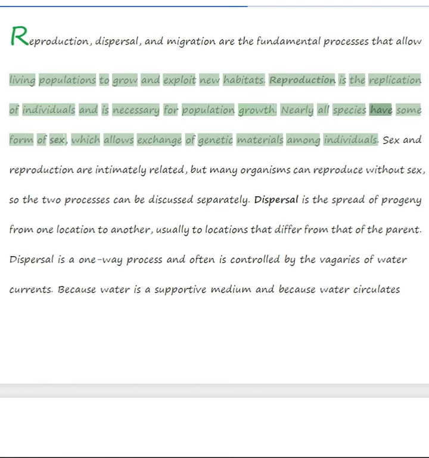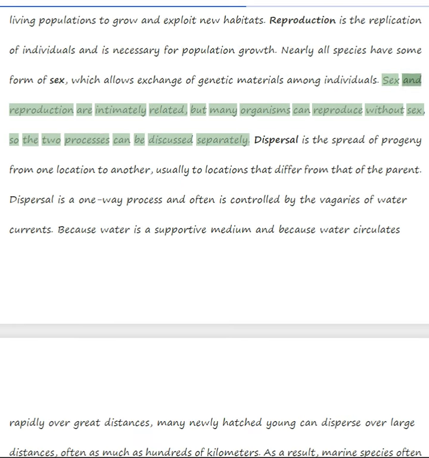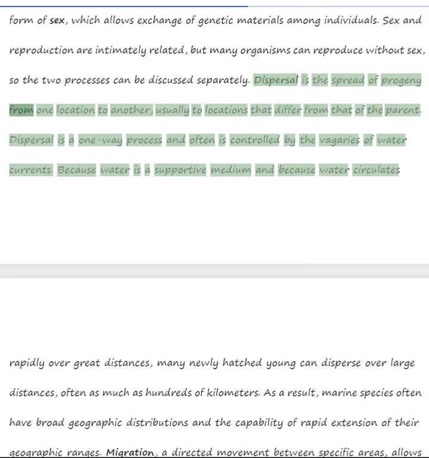Nearly all species have some form of sex, which allows exchange of genetic materials among individuals. Sex and reproduction are intimately related, but many organisms can reproduce without sex, so the two processes can be discussed separately. Dispersal is the spread of progeny from one location to another, usually to locations that differ from that of the parent. Dispersal is a one-way process and often is controlled by the vagaries of water currents.